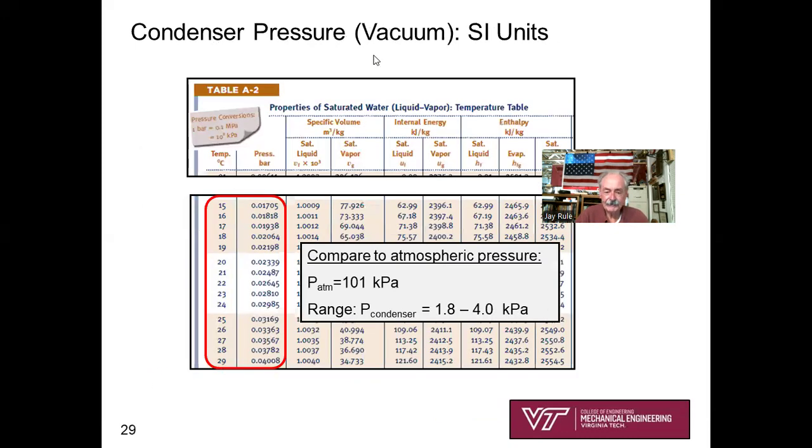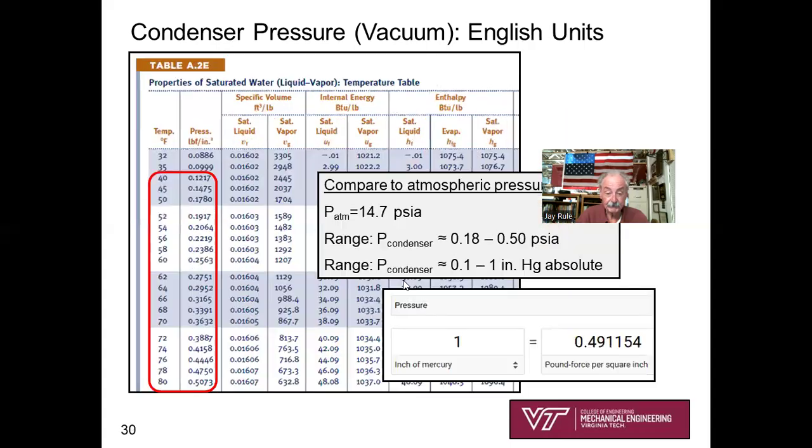And so recognize, I've given some numbers, for example. In SI units, typical operation of the condenser is 1.8 to 4 kPa. I've tabulated these pressures from 15 degrees C up to, let's say, 28 degrees C. That would be a reasonable range of cooling water. So recognize that we're operating at way low pressure, high vacuum, way below atmospheric pressure.